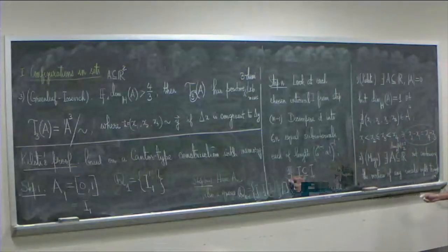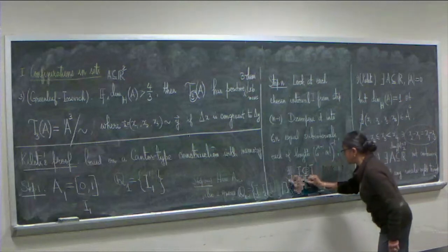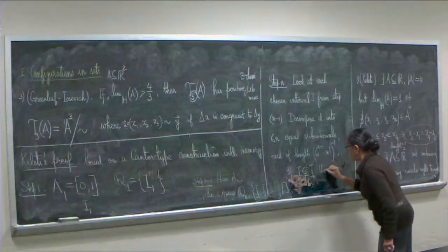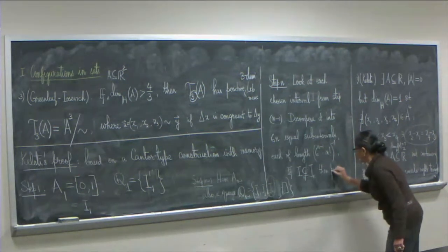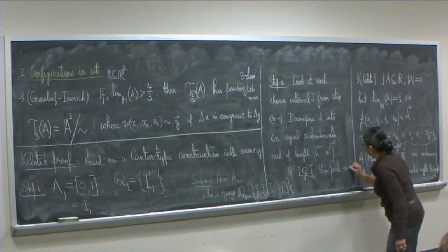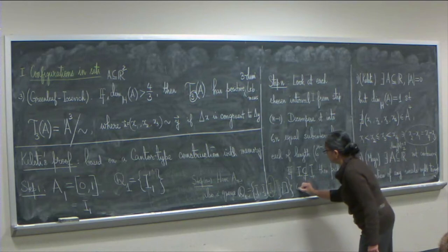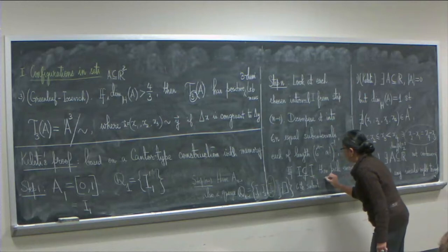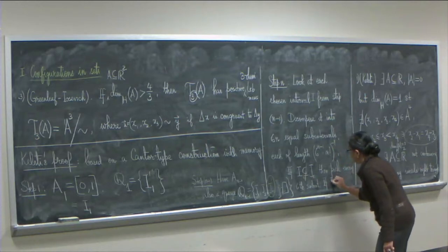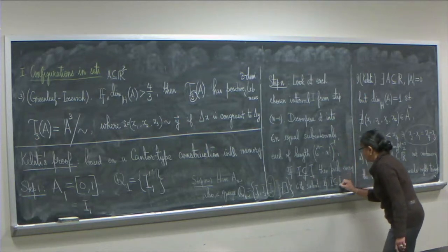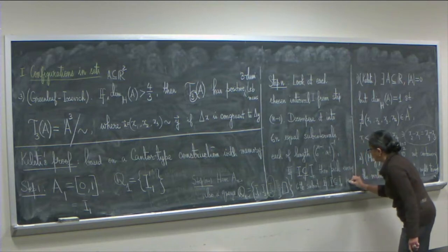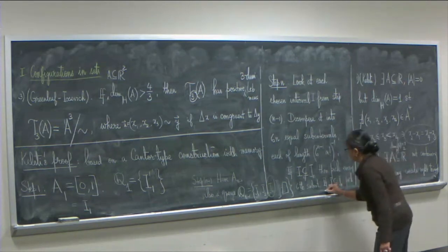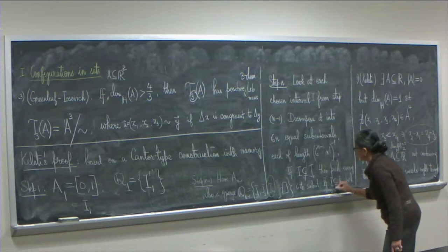Yes. So if I is not a subset of Jn, then pick every sixth subinterval. But if I is a subset of Jn, pick every 6z plus 3.